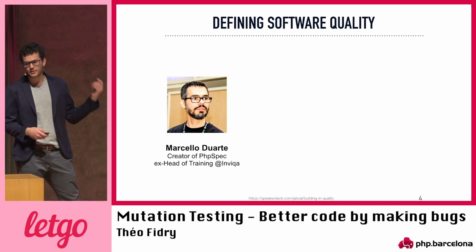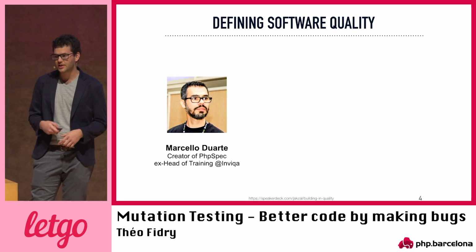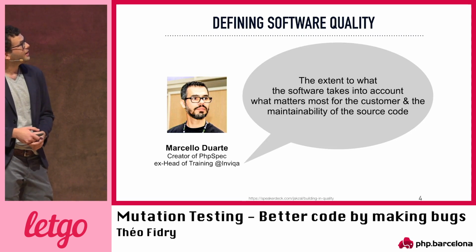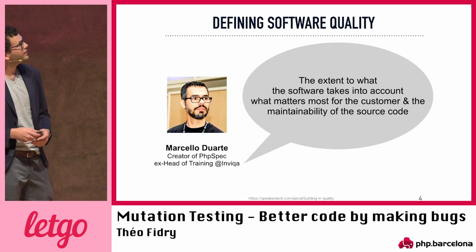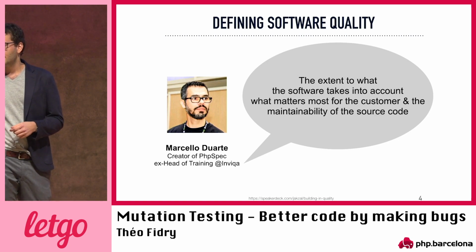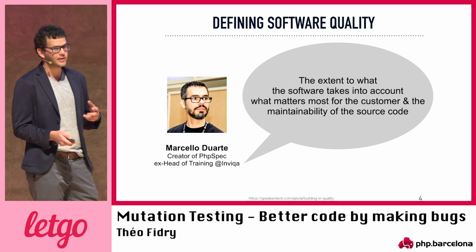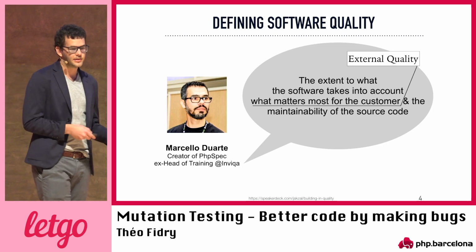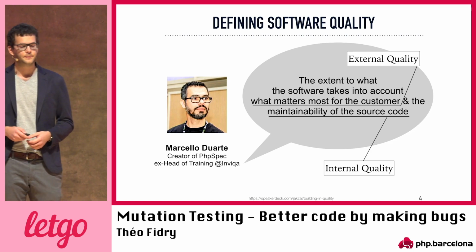So Marcelo Duarte, if you're not familiar with him, he's the creator of the PHPSpec specification framework, and also a very nice person. According to him, software quality is to what extent the software takes into account what matters for customers and the maintainability of the source code. And the interesting thing here is there are actually two kinds of quality. The first one is the external quality, what matters most for the customer, and the second one is the internal quality.